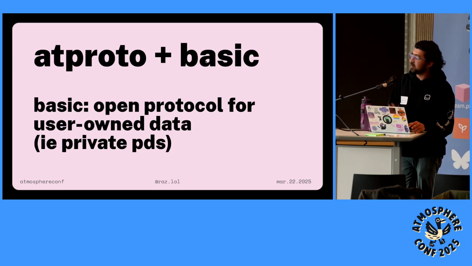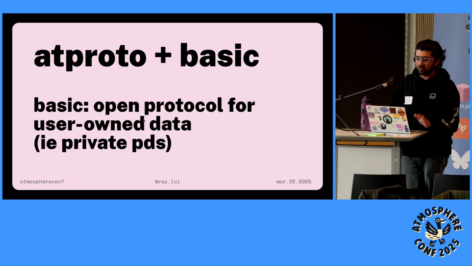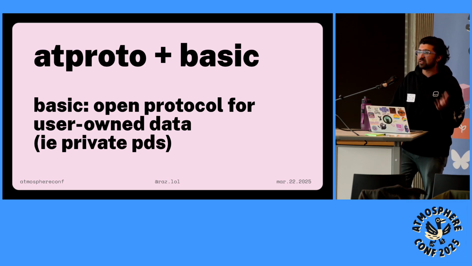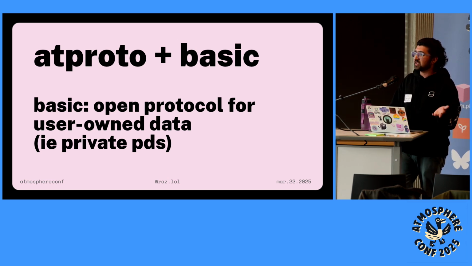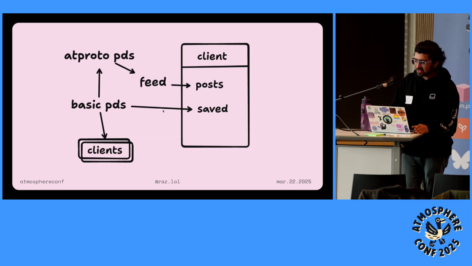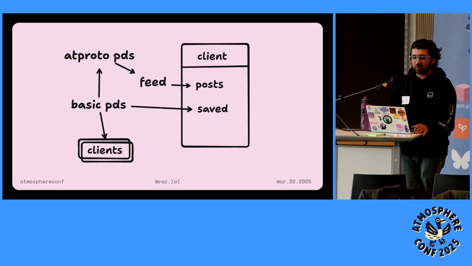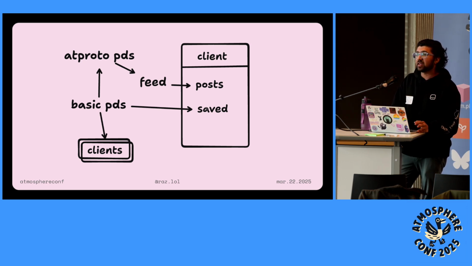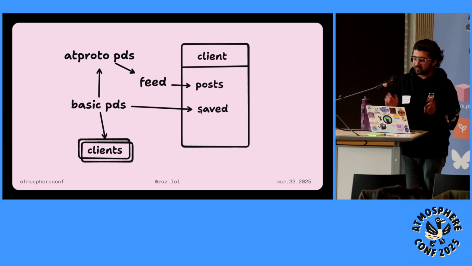The thing I've been building is called Basic, which I won't get into too much, but essentially it's an open protocol for user-owned data. It's almost like ATProto, but all the PDS data is private by default. This is how the apps work: you have your ATProto PDS, which is your main source of identity. We know that goes into feeds or relays, and that goes into the client. But then the client can also directly talk to my Basic PDS, directly without a relay, and that's how I can have some private data. So I'll have my public posts, and then I have my private data, which can be anything that I define.